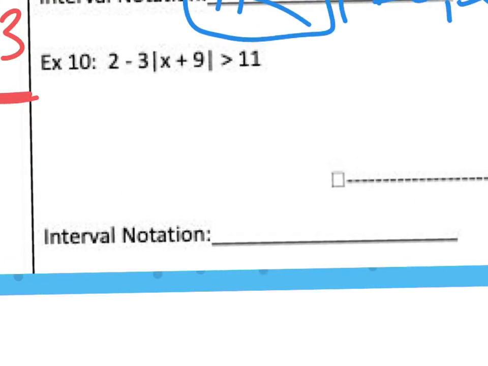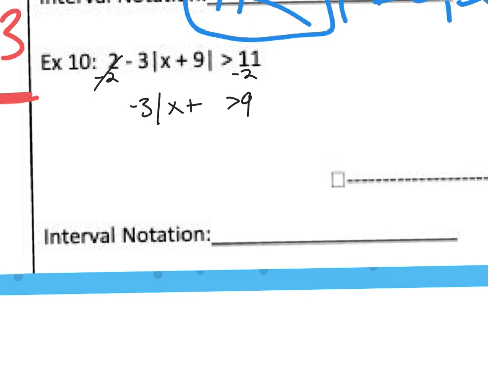Looking at this one. 2 minus 3, absolute value of x plus 9 is greater than 11. We've got to isolate that. So the first thing I'm going to do, treat it just like it were an equation, right? So move the variable, or the constant first. 11 minus 2 is 9.